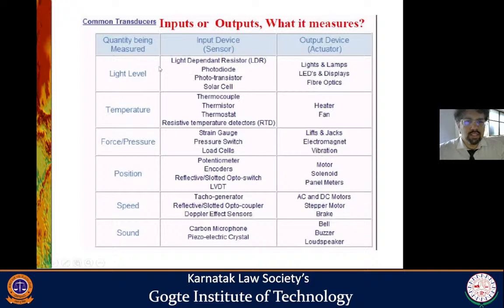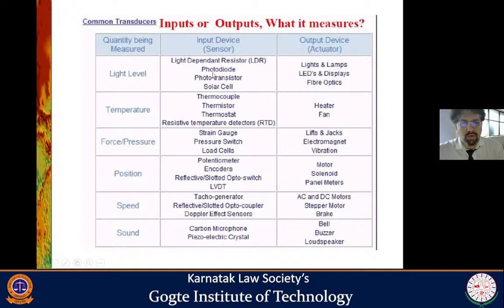So this is just the comparative analysis of what is the quantity being measured and what are the input and output devices for that. So you can see you have a light level measurement, temperature, force, pressure, then it could be speed, position, sound. Accordingly, you can see the input devices and output devices are also listed.